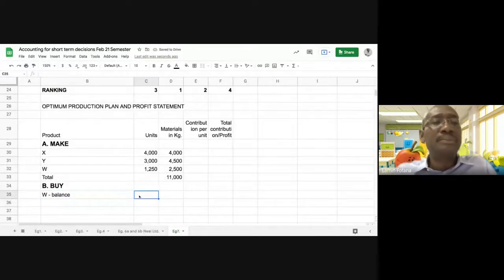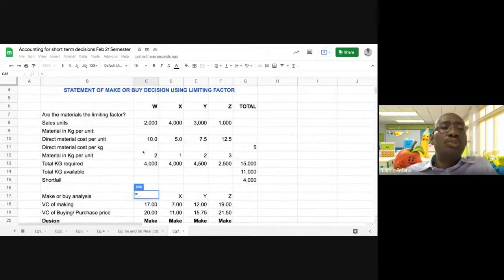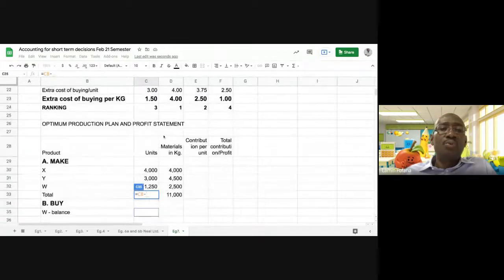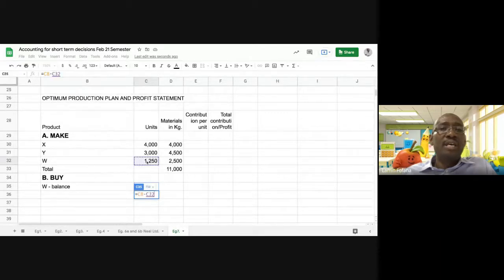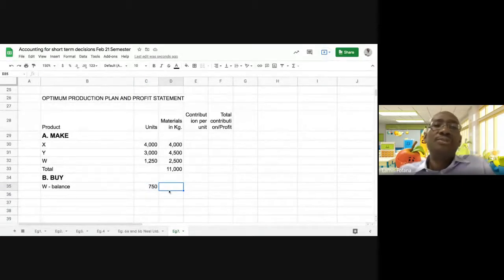So it will be the balance of W. And what's the balance of W? We could easily calculate the balance of W. We say equals, we go up to the total of W, which is 2,000 minus what we're going to make, which is 1,250. So the balance of W is 750. Okay, and for that one you don't have to know the kilogram. There's no kilogram available anymore. Okay, so what we need to buy is this, and the next will be the contribution.